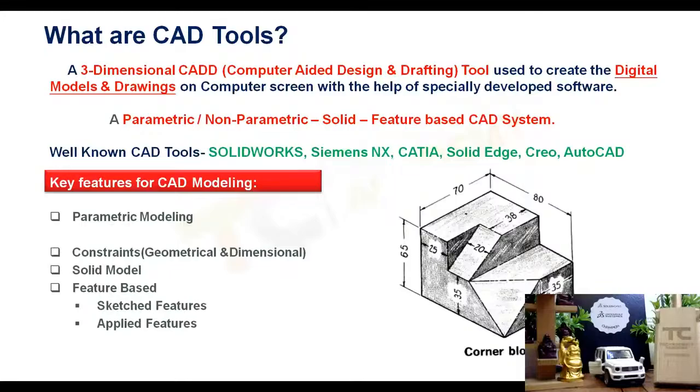The value there, you could say your design is perfect. Yeah, this is how. So for that, the model should be the solid model. Very important. Yeah. So one more key feature is that there are two types: one is the sketch based features and the other is the applied features inside the tools.